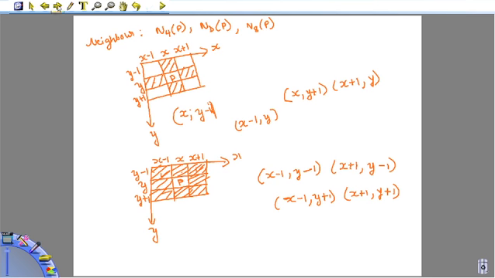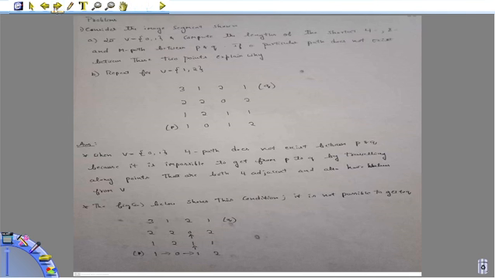Next, let us consider the problem regarding this. Consider the image segment shown over here. Just note it down in the notebook: V equals 0 comma 1. Compute the length of the shortest 4, 8 and m path. We need to find the shortest 4 path, 8 path and m path. Here we'll be dealing with a concept called adjacency.